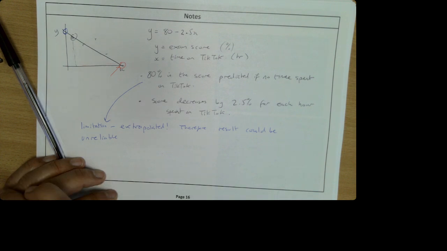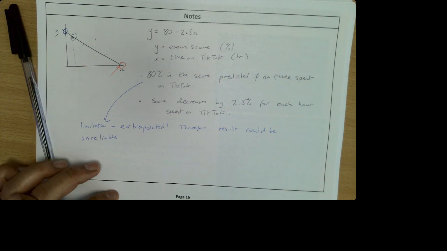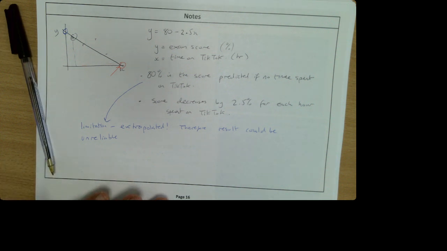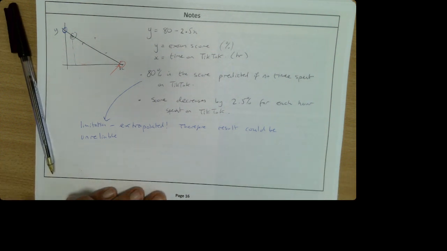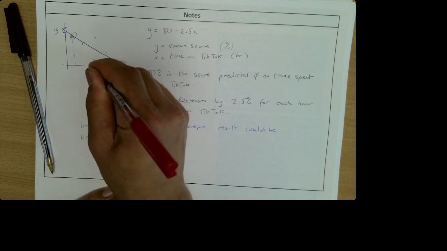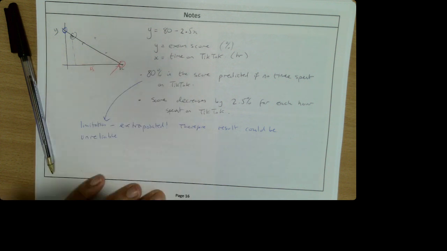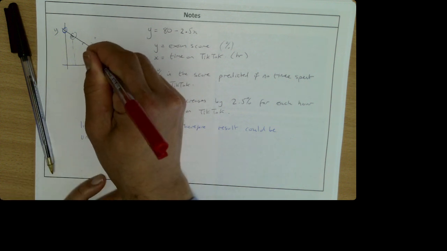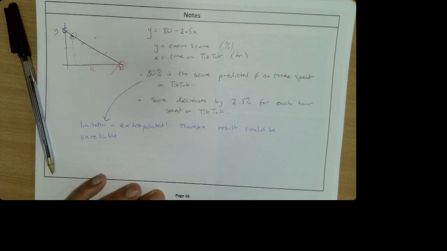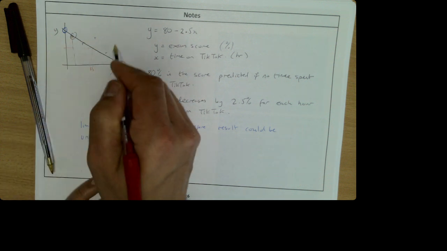If I asked one of you, let's say I asked, I don't know, Bilal, how much time you spent on TikTok, and he said, I spent 15 hours. Or let's call it 1.5 hours, that's not really too mean. And we could read off there. That would be interpolation. And that you assume to be fairly accurate because it's within the data set.